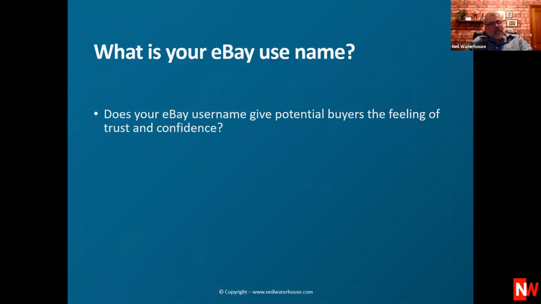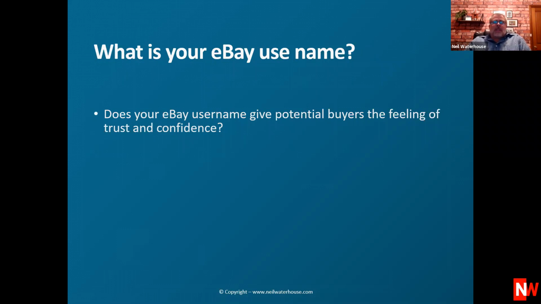Next, what is your username? What is your eBay username? Does it give buyers the feeling of trust and confidence? For example, in Australia, companies like David Jones, the name gives the feeling of trust and confidence. In America, Nordstrom. In the UK, Harrods. Names that don't give most people that feeling are things like the Reject Shop, a $2 shop, a variety store, discount store. These names don't normally, for most people, give the feeling of trust and confidence.